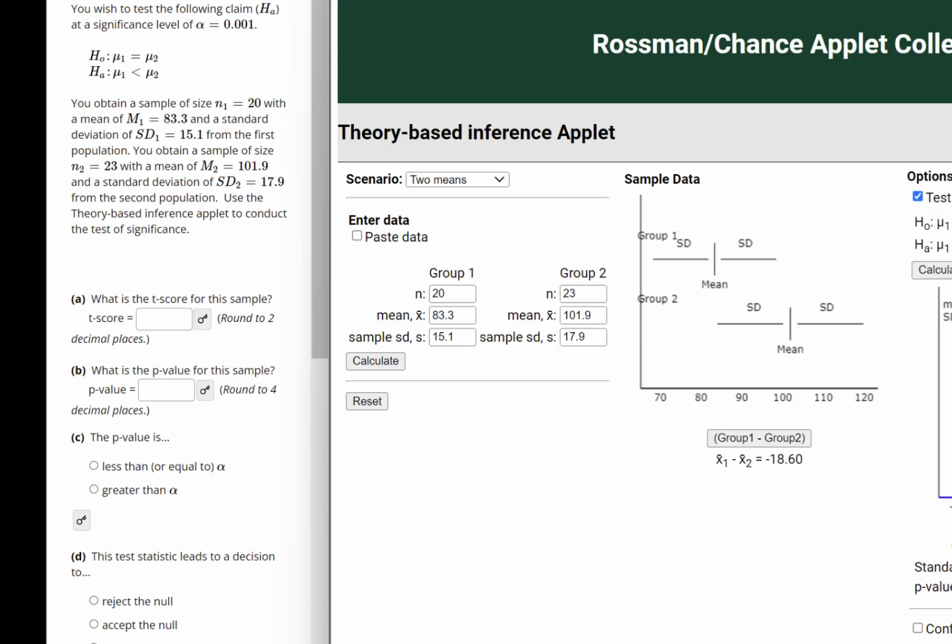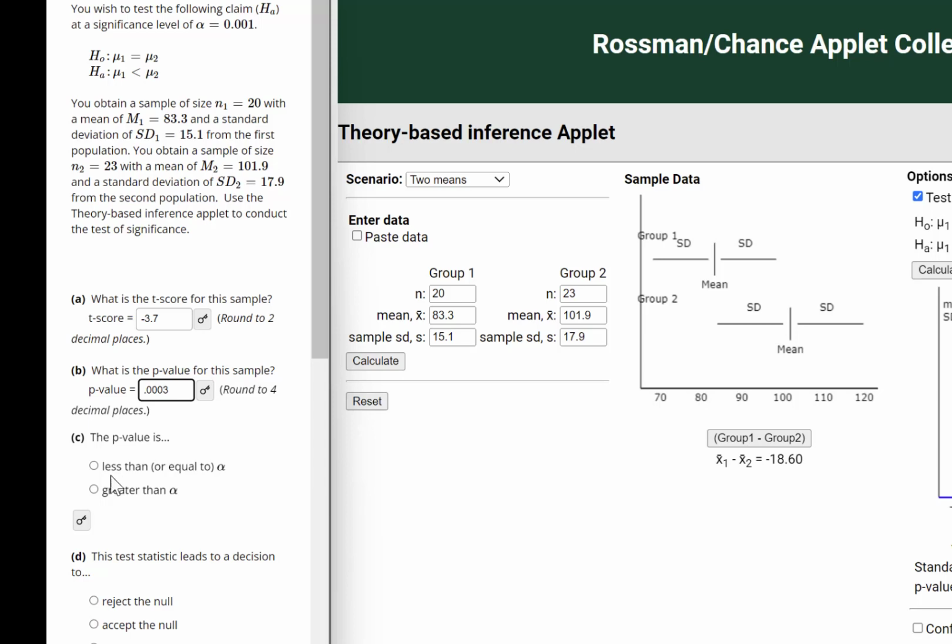So a small p-value and a t-score that's showing our statistic is very far away from the middle of the distribution means we have a very unusual statistic. We have very strong evidence against the null hypothesis. We have very strong evidence in support of the alternative hypothesis. So what's the t-score? The t-score is negative 3.7. What's the p-value? The p-value is 0.0003.